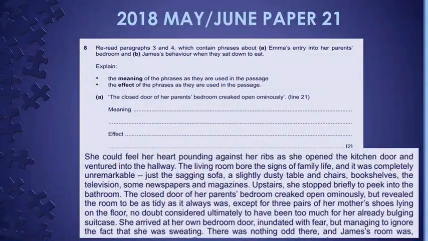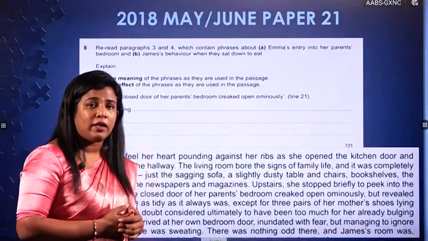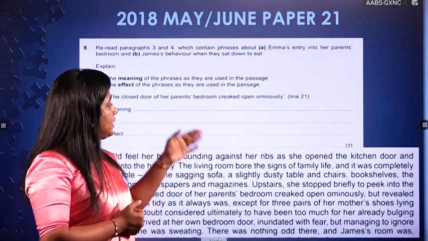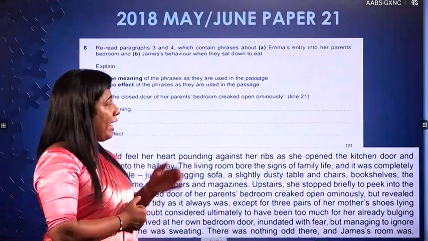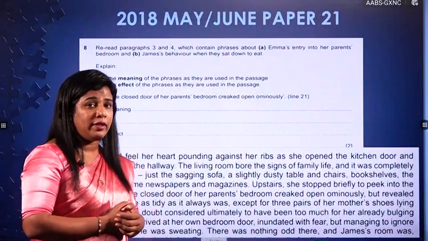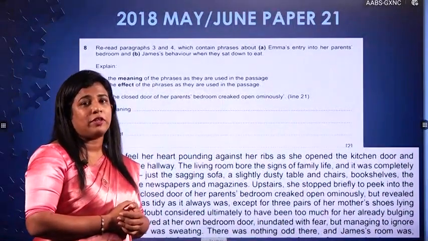That is, understand the meaning of the words as they appear in the passage and write them down, and then think. Put yourself in the character's shoes, or the writer's shoes rather, and think why he or she would use these particular words. And then you write that as the effect. It is not that hard, children, and I hope you will be able to ace this question very easily.